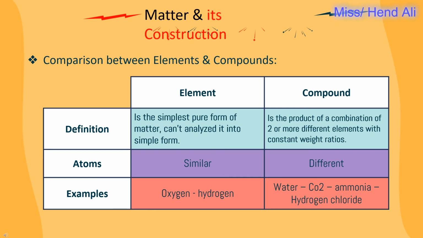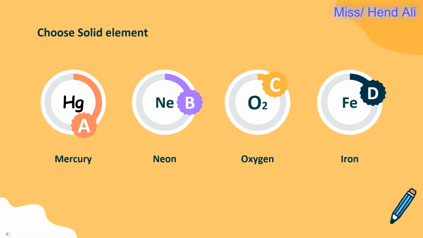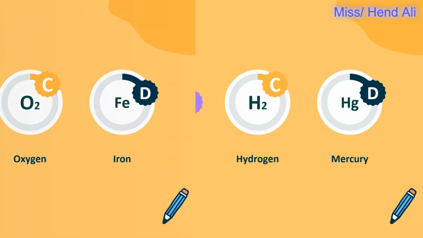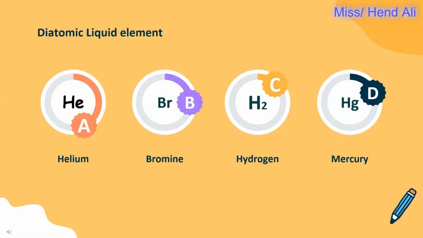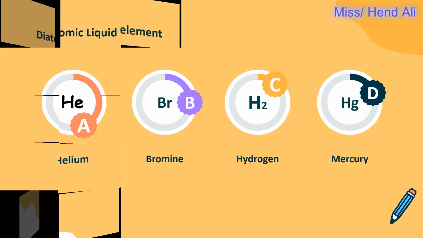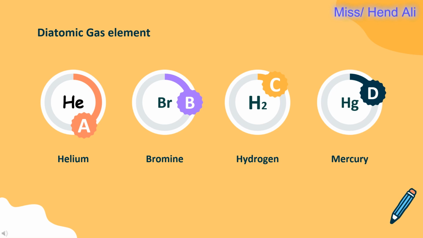Now choose the correct answer. Which one of these elements is a solid element? If you know the answer, comment below and tell me which one is a solid element. Which one of these elements is a diatomic liquid? Which one? If you know the answer, comment below. Choose the correct answer. Which one of these elements is a diatomic gas element? Last question. Which one of these elements is a monatomic gas element? Helium, boron, hydrogen, mercury? You tell me.